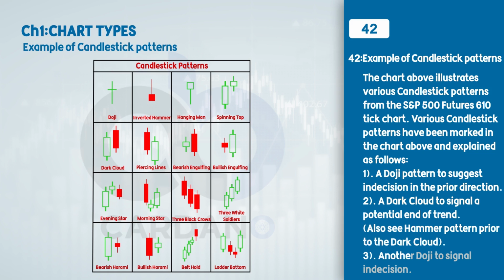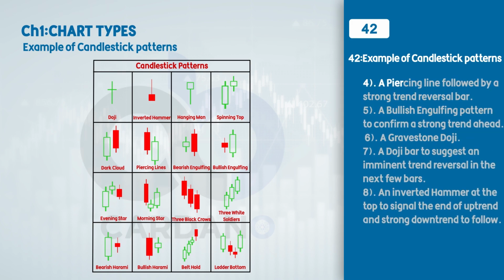Number 3. Another doji to signal indecision. Number 4. A piercing line followed by a strong trend reversal bar. Number 5. A bullish engulfing pattern to confirm a strong trend ahead. Number 6. A gravestone doji. Number 7. A doji bar to suggest an imminent trend reversal in the next few bars. Number 8. An inverted hammer at the top to signal the end of uptrend and strong downtrend to follow.